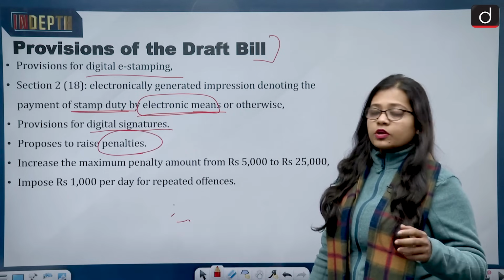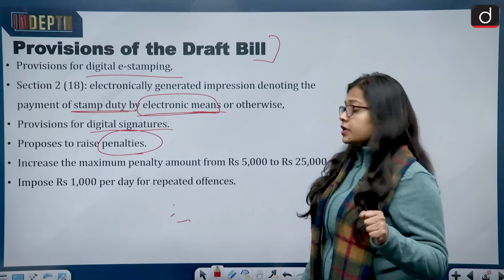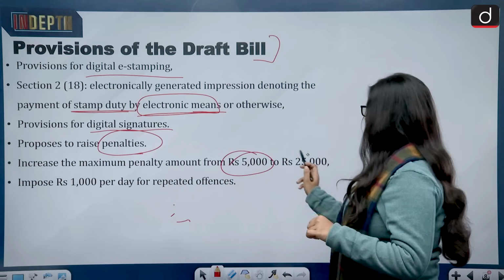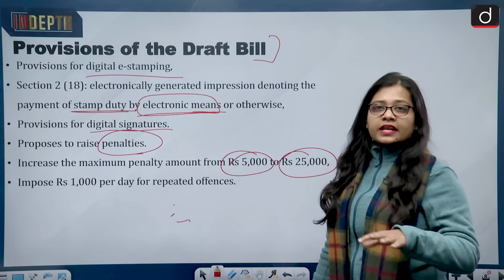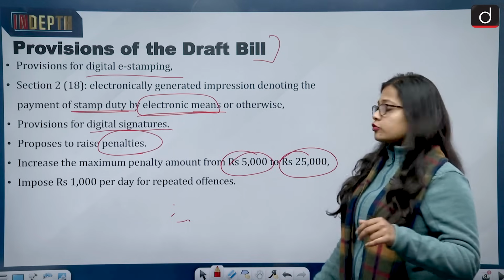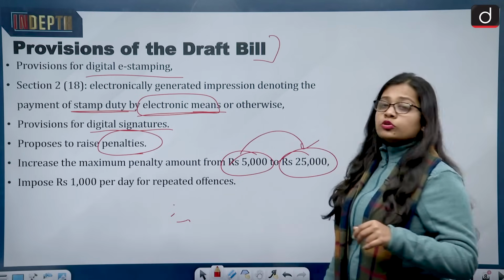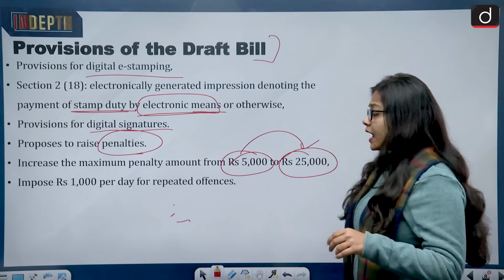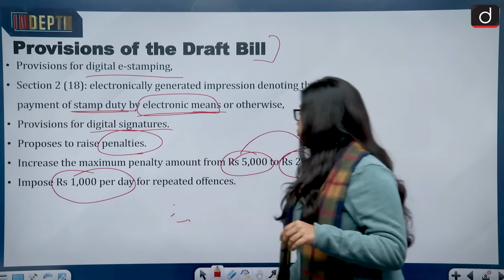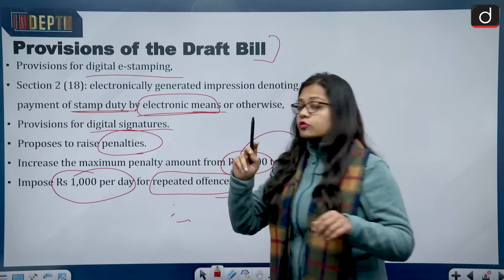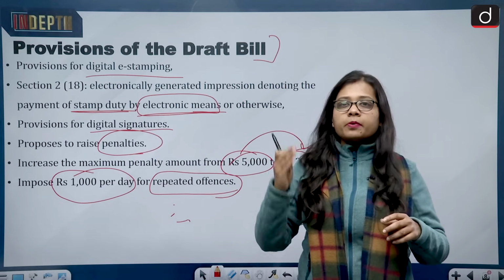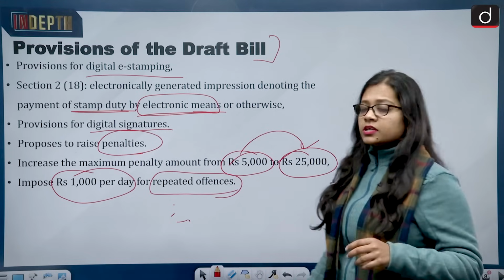Then it also proposes to raise penalties, so that if things are not followed properly by anyone, penalties will be applied. For example, there will be an increase in the maximum penalty amount from rupees 5,000 to rupees 25,000. Till now the maximum penalty is rupees 5,000 if the rules are not followed. So from 5,000 it will increase to 25,000, and there will be an imposition of rupees 1,000 per day for repeated offences. So if any offence is repeated day after day, then 1,000 rupees per day will be charged.